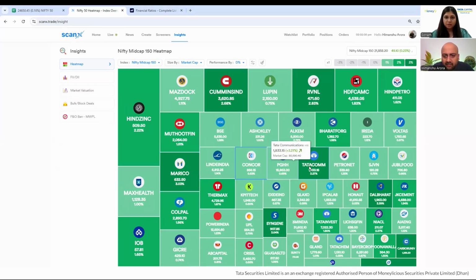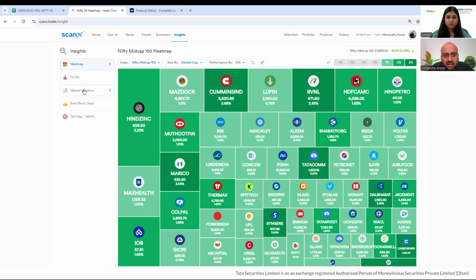Absolutely. For example, as I can see, Marico is up today. At the same time, if I see Britannia is also up today, or at least I can see that Colgate is up today. So I can make out that there is something cooking in the FMCG sector today. So these are some of the insights.